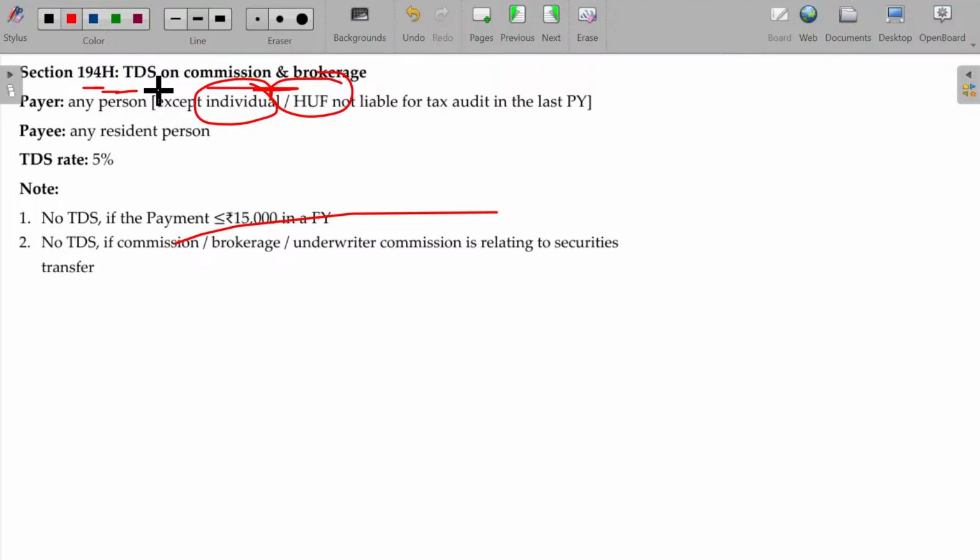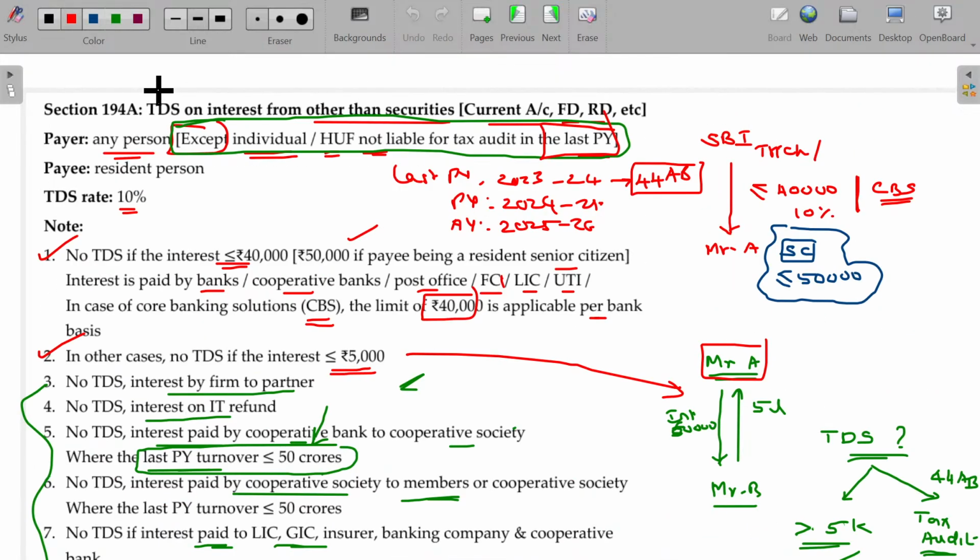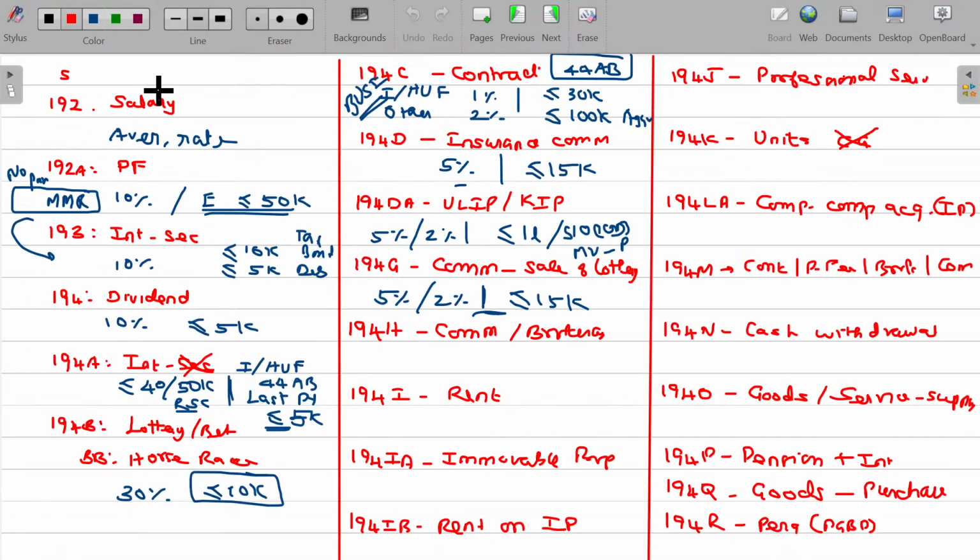44AB. In case of 44AB, if the payer being an individual or HUF is not covered under 44AB tax audit in the last previous year, there is no need to worry about 194H. The rest will be the same condition, 5%. Okay, so all the commissions are grouped into the same numbers. This commission, this commission, this commission, 5%. Less than or equal to 15,000, not to worry about. 44AB is applicable. Already I told you, 44AB will be applicable for this one, this one, this one.